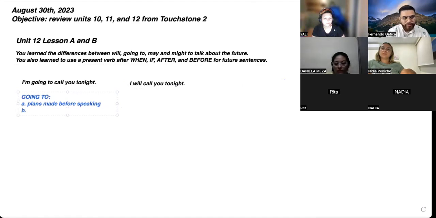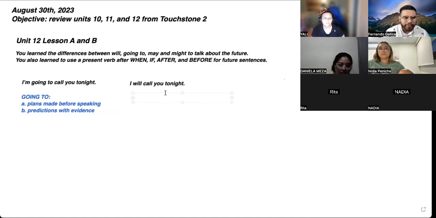You can also use going to or gonna for predictions about the future. Well, predictions with evidence about the future. Like if you look at your application on your phone about the weather, you can say it's going to rain tonight because that's your evidence.